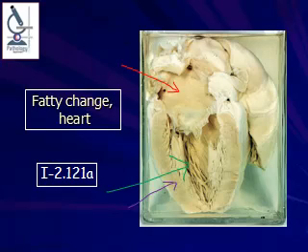The heart here is slightly enlarged, and the myocardium, which is the muscle of the heart and is referred to by a purple arrow, is diffusely pale yellowish in color, and it's soft in consistency. Normally, the myocardium of the heart is beefy red in color. Here, it's diffusely pale yellowish in color due to the fat accumulation within the cells, and it's soft in consistency.